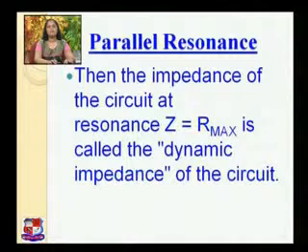Then the impedance of the circuit at resonance, Z equal to R max, is called the dynamic impedance of the circuit. When you are considering the parallel circuit, at the time of resonance, the effects of inductance and capacitance are neglected, and your impedance is equal to R max, known as the dynamic impedance of the circuit.